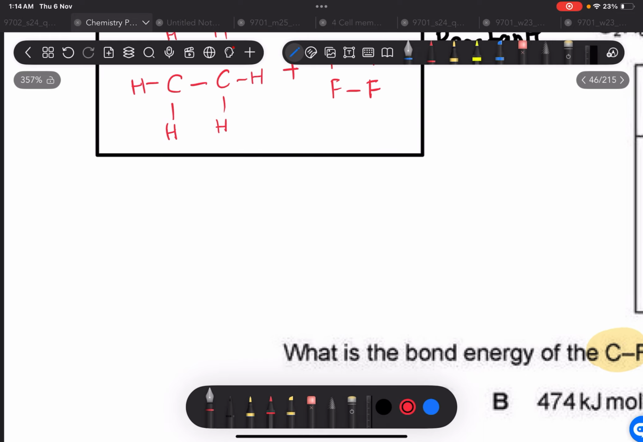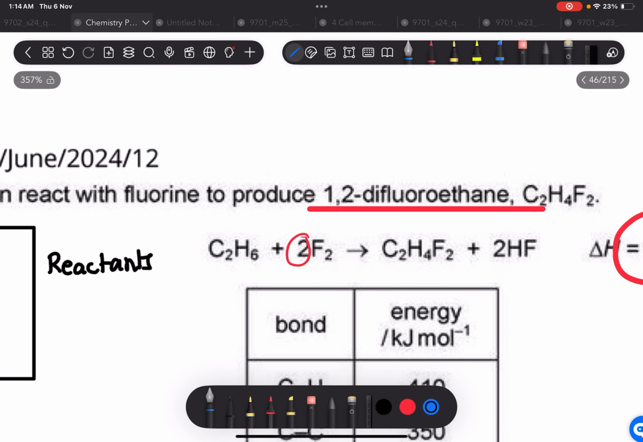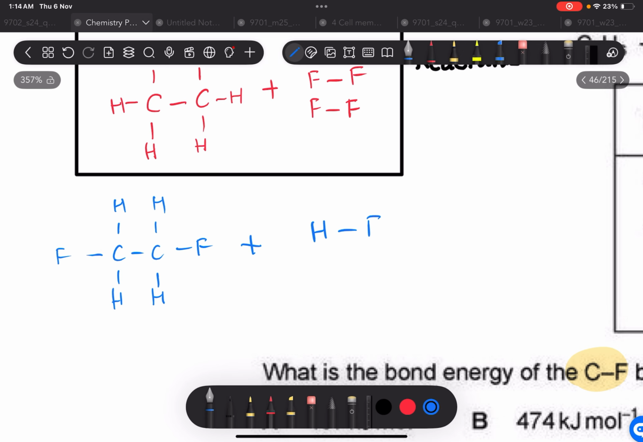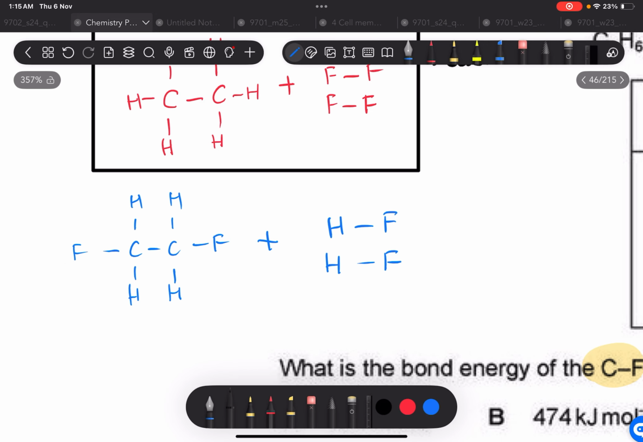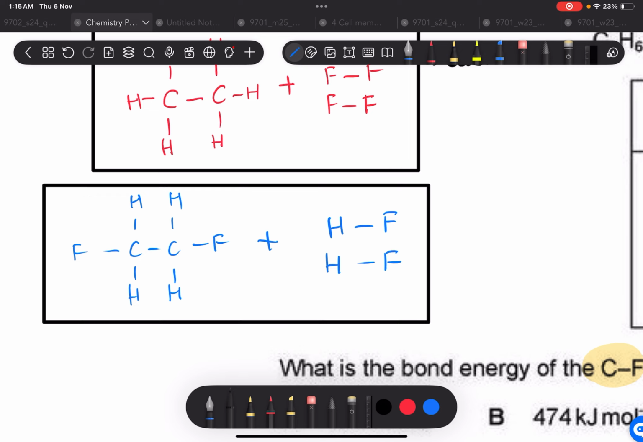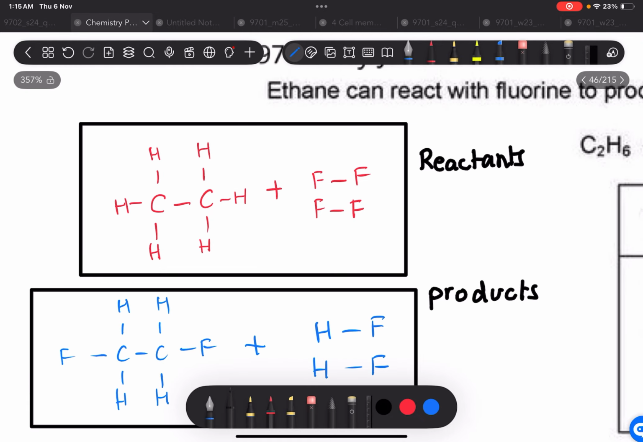C2H4F2. Okay, C2H4, H4 and F2 like this, plus, what's my other product? C2H4F2 and 2HF. This is such an easy reaction, but it is a little trickier if you don't pay attention to the bonds and draw them correctly. Otherwise, it's an easy reaction. These are my products. I have my reactants, I have my products. So let's now calculate the enthalpy changes.